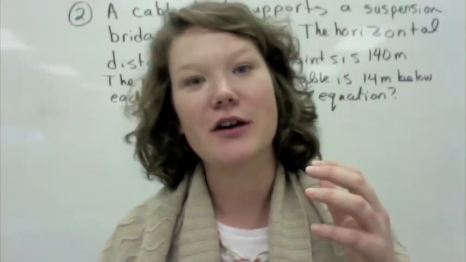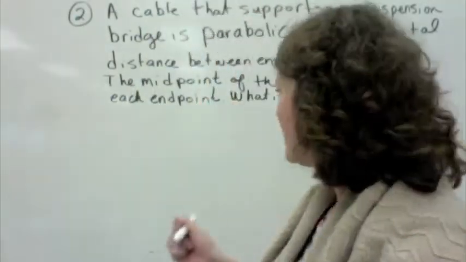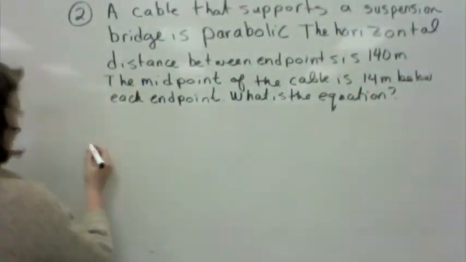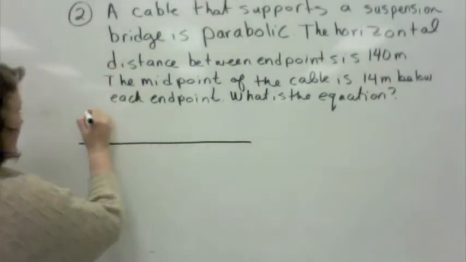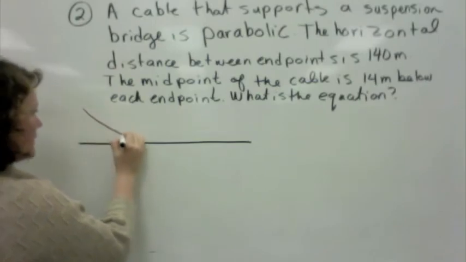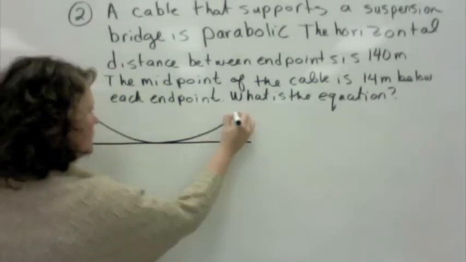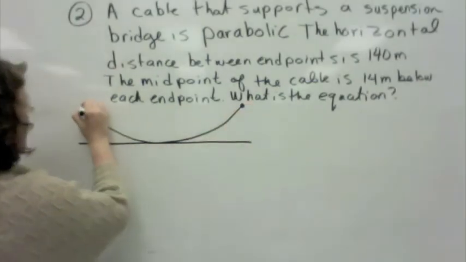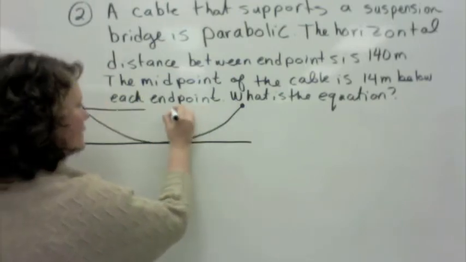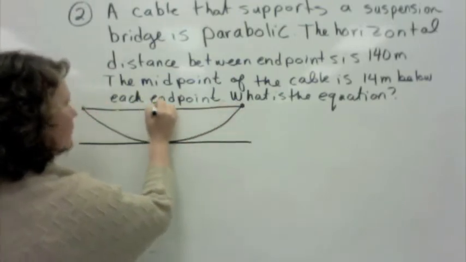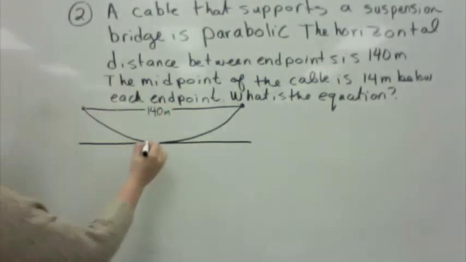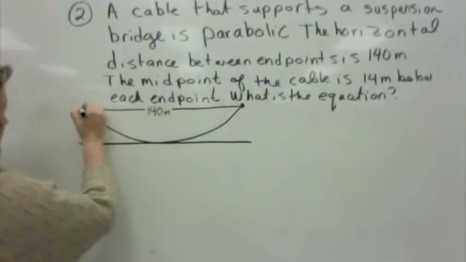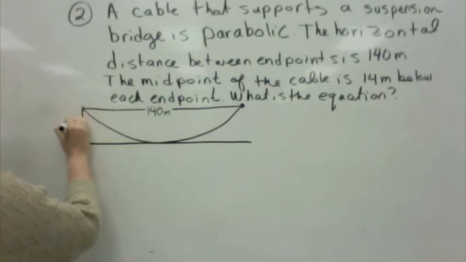to draw a picture that mimics what's going on. So we know that this bridge, this cable, is parabolic in shape. So here's the ground. It goes like this. So this, from here to here, is 140 meters. Okay, and from the midpoint to here, or from here to here, is 14 meters.